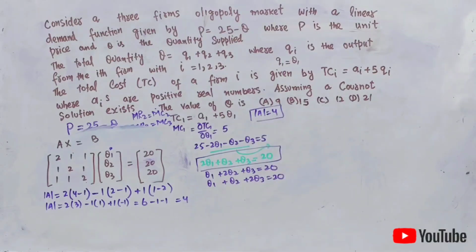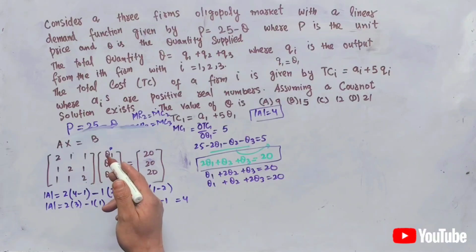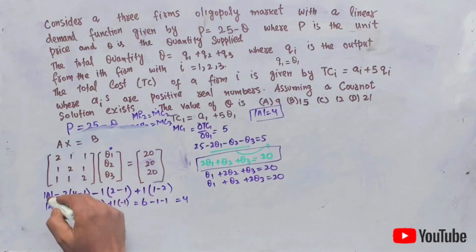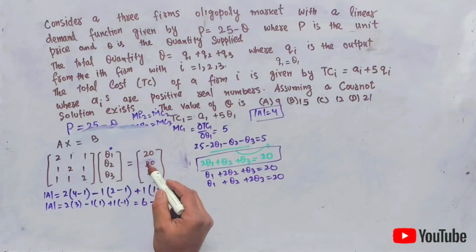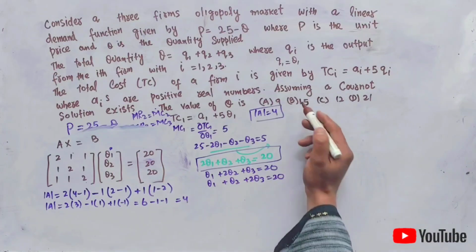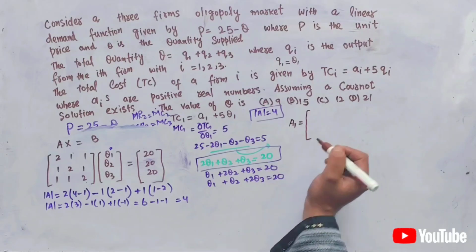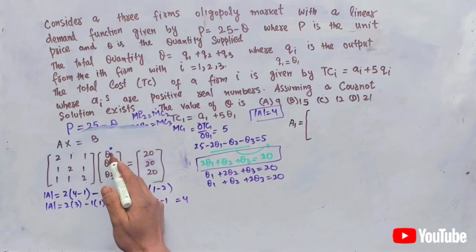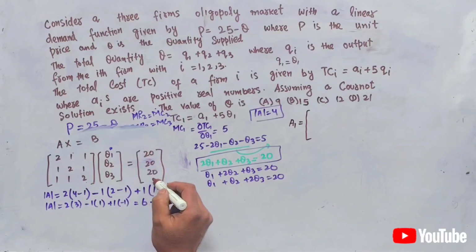Now to find out the optimal quantity of Q1, we apply Cramer's rule. In Cramer's rule, to find the optimal value of Q1, we replace the first column of the coefficient matrix with the vector of constant terms and form a new matrix, that's A1. So to find the value of Q1, we replace the first column of the coefficient matrix with the vector of constant terms.